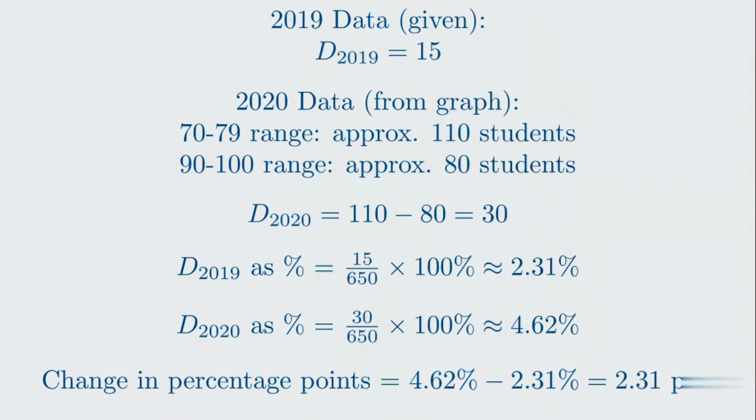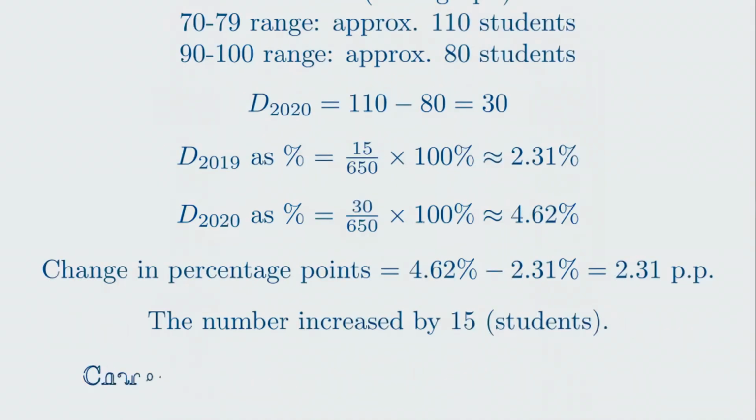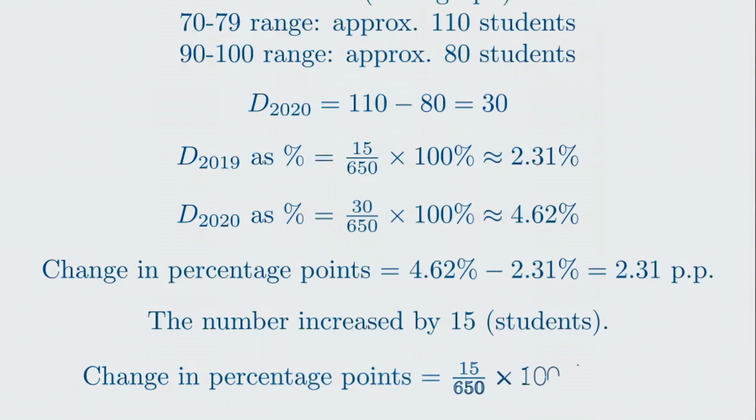Let's reread the question. It asks, by how much did that number increase? The most straightforward interpretation of that number is the difference, D. The change in the difference is 30 minus 15, which is 15. The number, the difference, increased by 15. The question then asks for this change in percentage points. The increase of 15 students represents 15 divided by 650, which is approximately 2.3%. This still doesn't match the options.